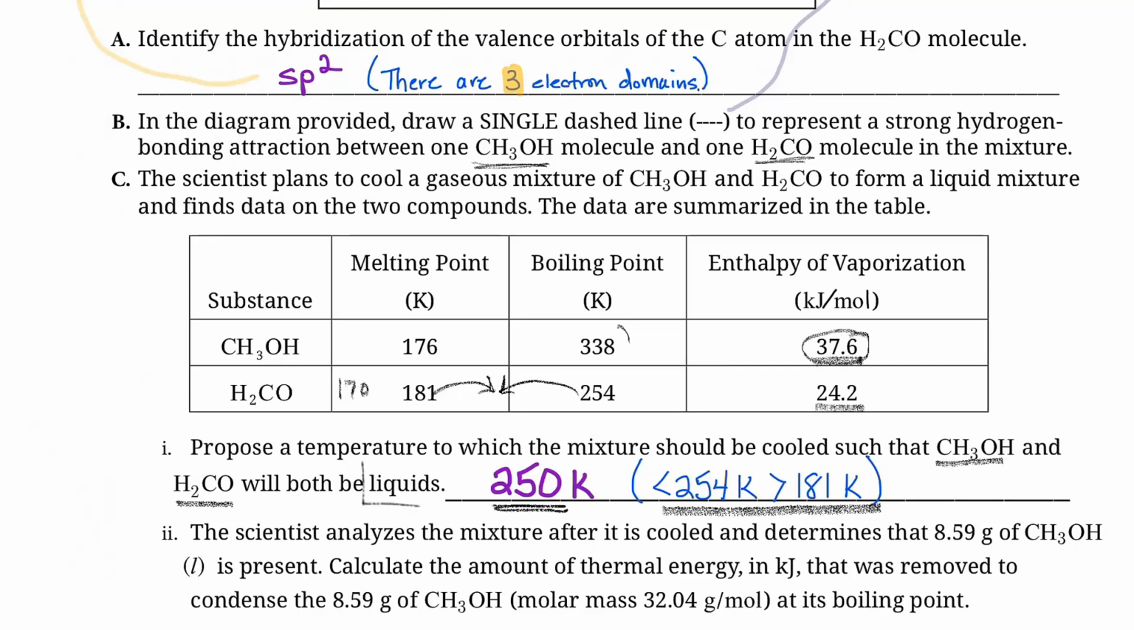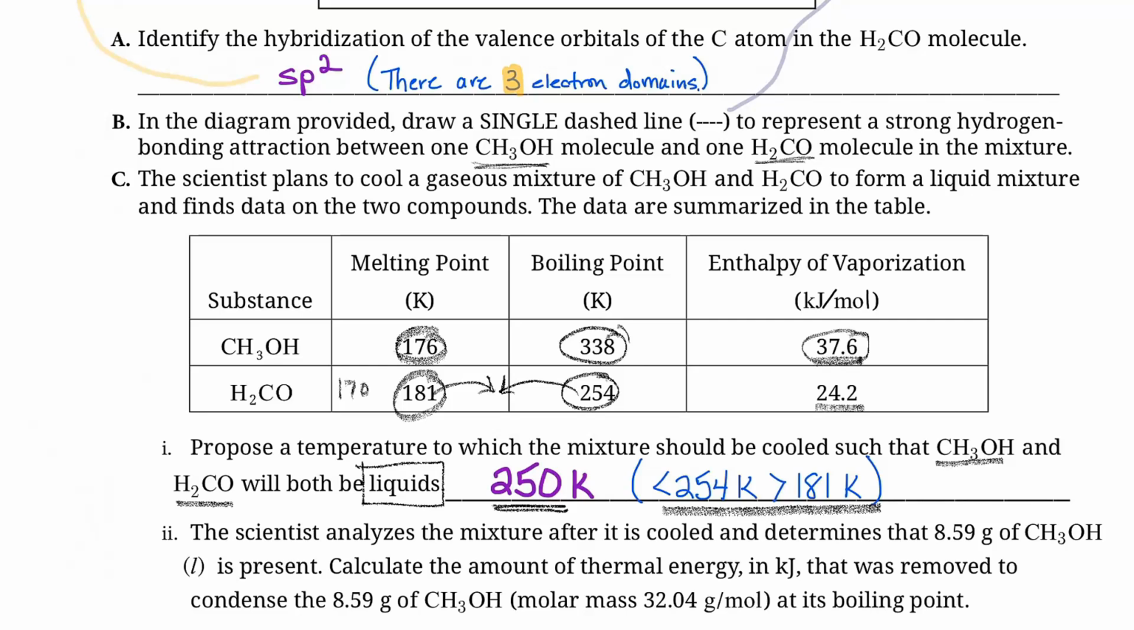That's the key there. Remember, anything below a melting point means that you're freezing. Anything above the melting point, you're a liquid. So we had to be within that. So we have to be below both of the boiling points and above both of the melting points, and that's why I have that range there. So anything less than 254 but above 181 works for that point.